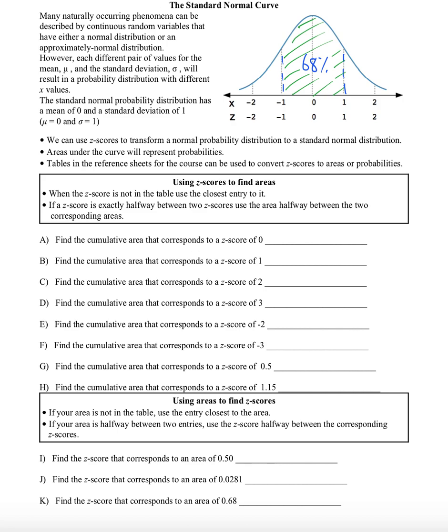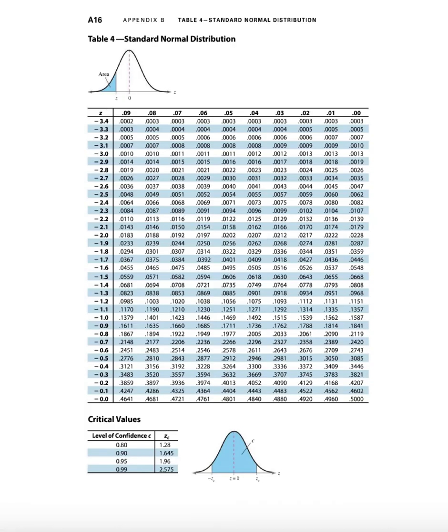Okay, so we're going to use a table for this. And also we can use technology such as a calculator or web apps to find areas. Let's do it with the table first. There's a reference sheet here that tells us the relationship between the z's and the areas.